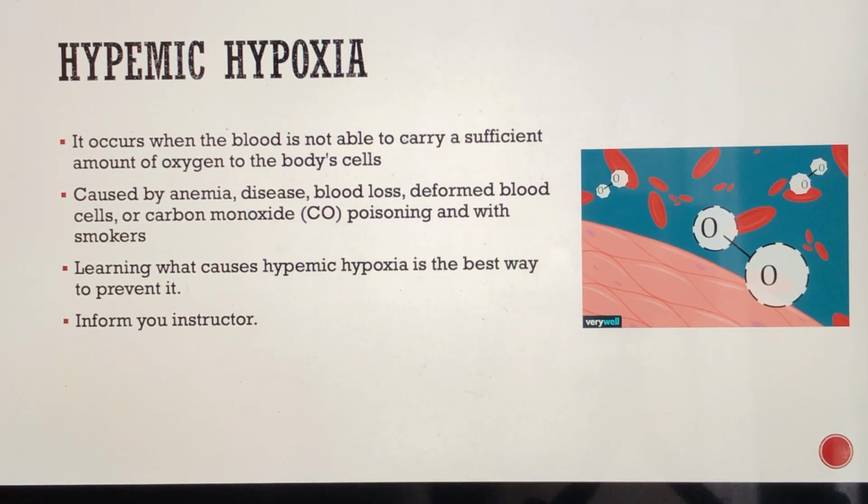There's also hypemic hypoxia. This occurs when the blood is not able to carry a sufficient amount of oxygen to the body's cells. You can think of this as carbon monoxide poisoning, or blood loss if you had just donated blood.